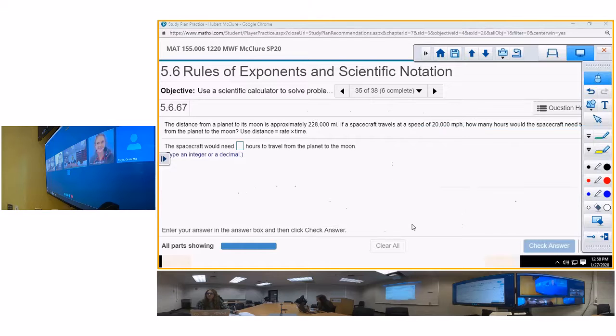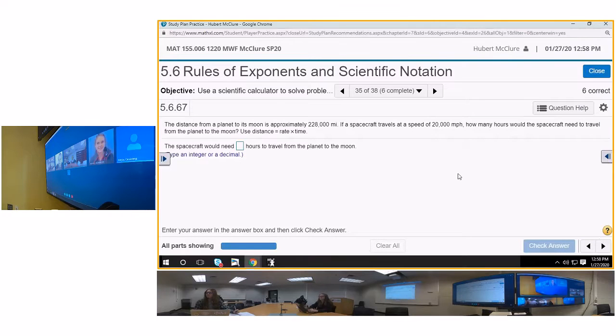The distance from a planet to its moon is approximately 228,000 miles. If a spacecraft travels 20,000 miles per hour, how many hours would it take you?